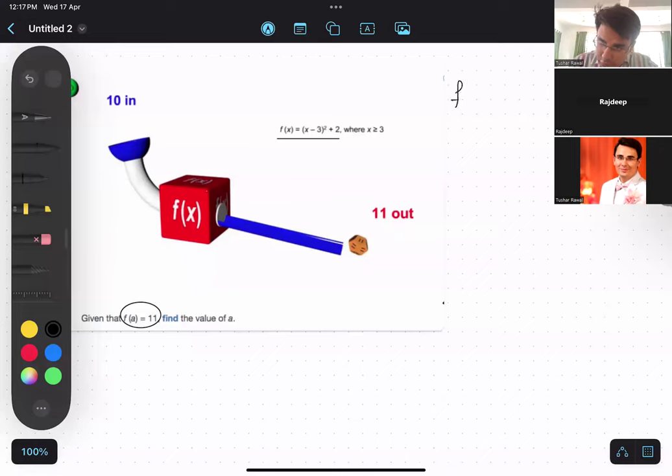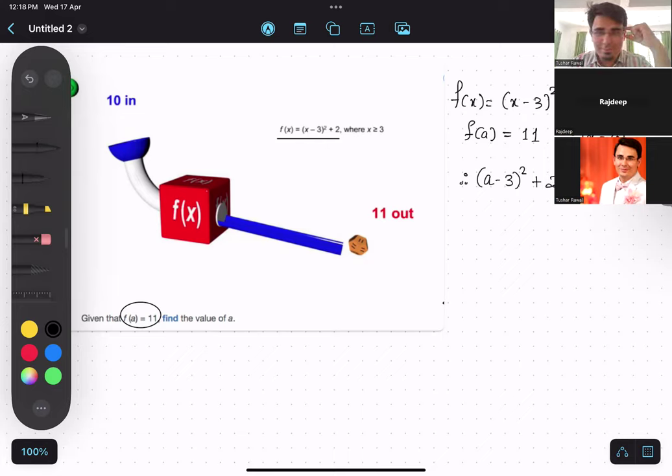So let me write the function for you. Function is (x minus 3) square plus 2. And they are saying when I am inserting a, I am getting 11. So that means x value is a. When they are saying that f(a) is equal to 11, that means x is equal to a. So I will substitute the value as a. Therefore, it will become (a minus 3) whole square plus 2 equals 11. Understood?